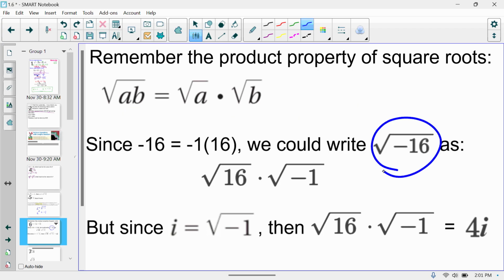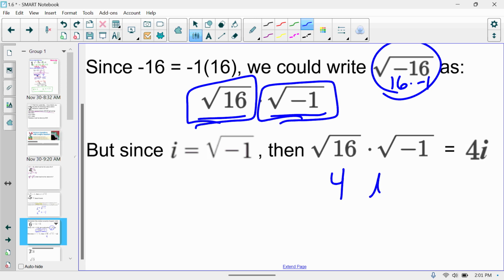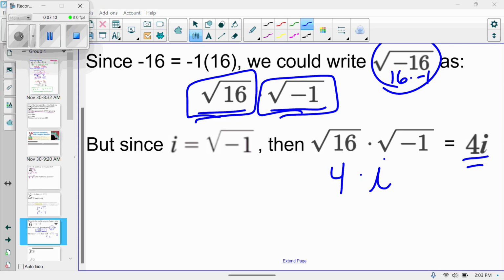We're going to be using that property when we have the square root of a negative number, because what we can do is rewrite -16 as 16 times -1, and then we can use our property and split it apart. And then look, because the square root of 16 is just 4, and the square root of -1 is defined as I, we would say that the answer to this is 4I. Okay? I'll give you a minute in case you're writing that down.